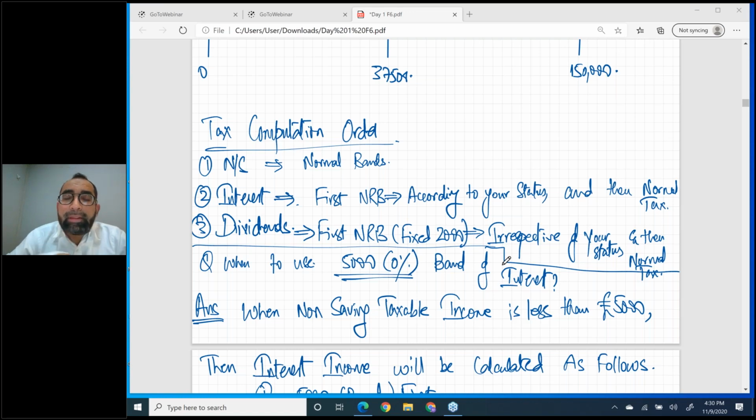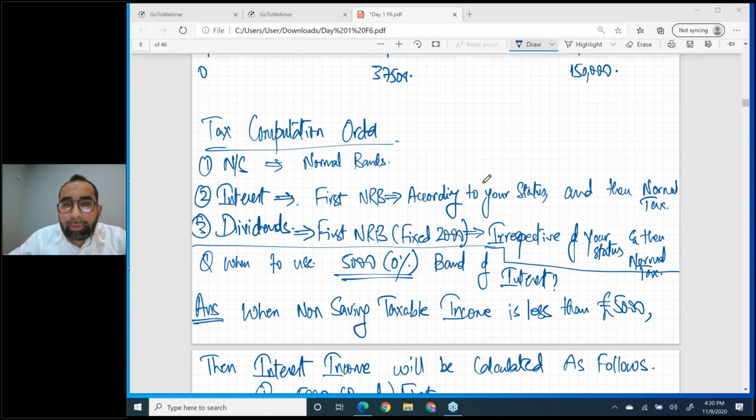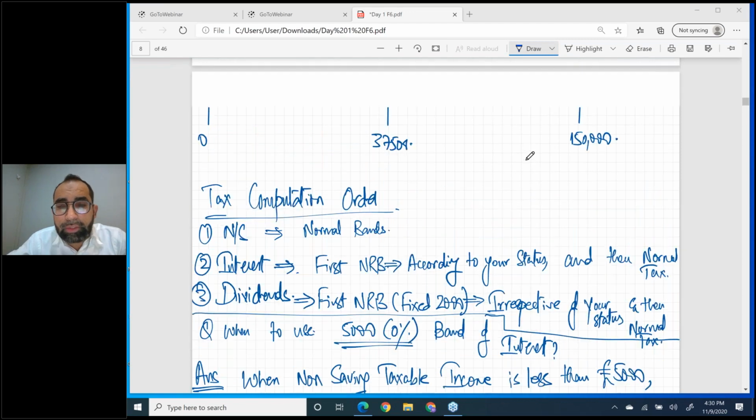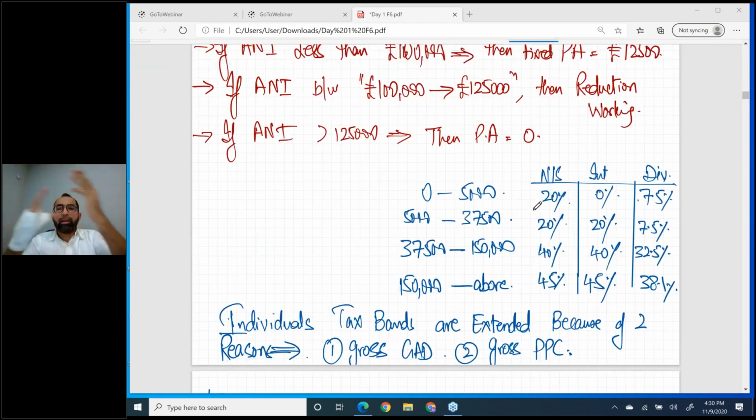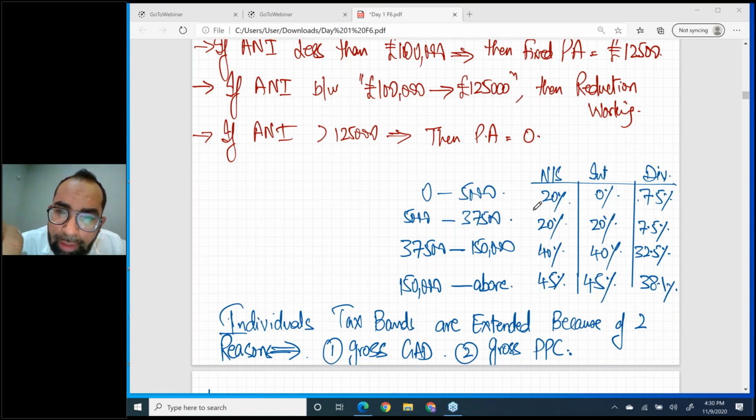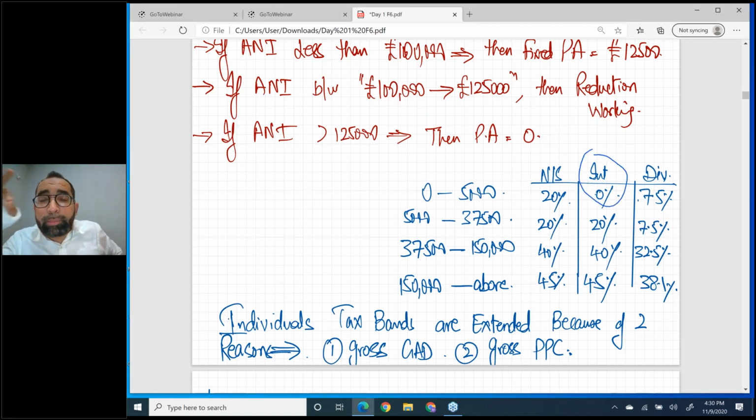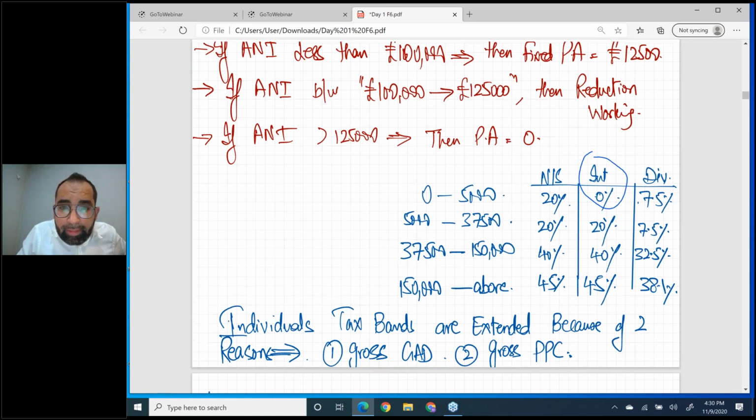Okay. Now sometimes students ask this question. Look at here. Can you see the tax bands? There is a 0% band as well for interest. Sir, when can we use this interest 0% band? Look at here.